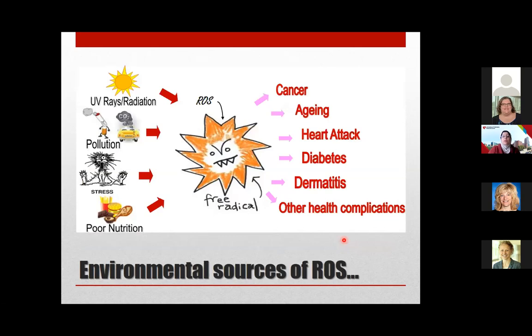Now for the exogenous or environmental sources for these damaging species, they can come from radiation, from pollution, from stress, as well as from poor nutrition. All of these can lead to generation of these bad guys, which are the reactive oxygen species as well as free radicals, that can lead to consequences such as cancer, aging, heart attack, diabetes, dermatitis, and other health complications.